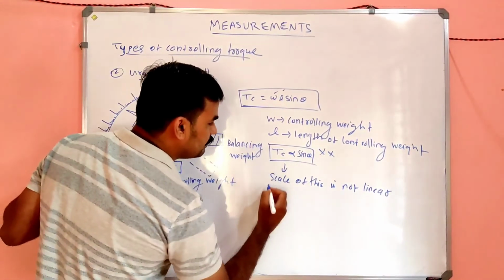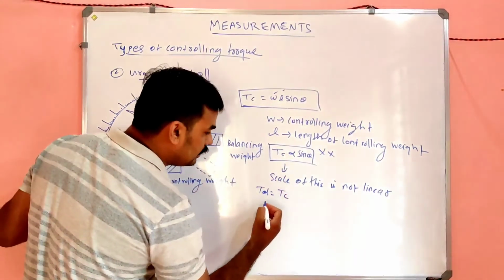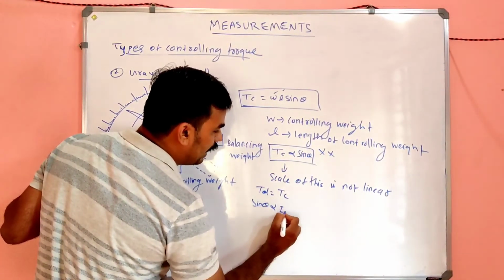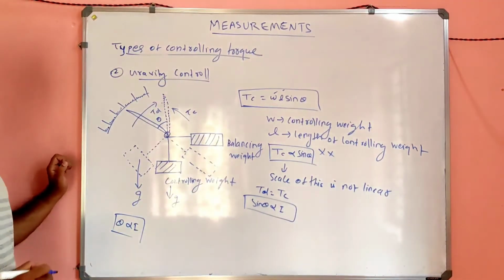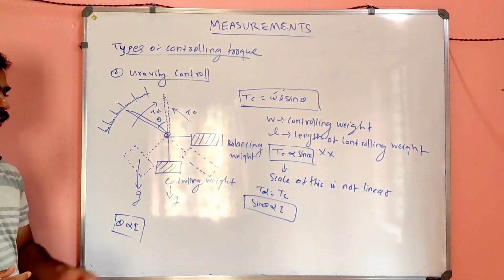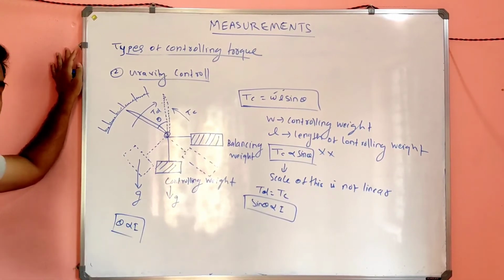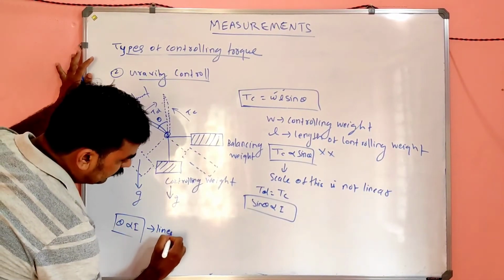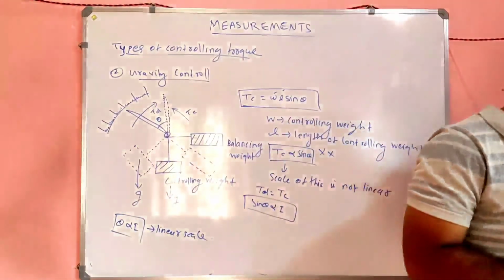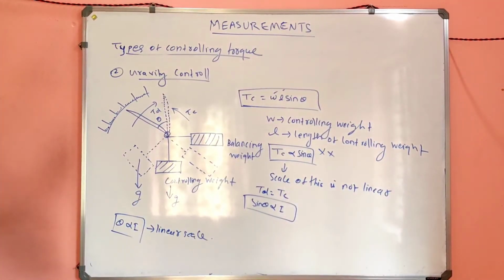But now, at balance and steady state, TD will be equal to TC. We know that TD is proportional to I. So here sin theta proportional to I will happen, so the scale will not be linear. But in the case of spring control, it is a linear scale. That means in spring control the scale is linear, and in gravity control the scale is not linear.